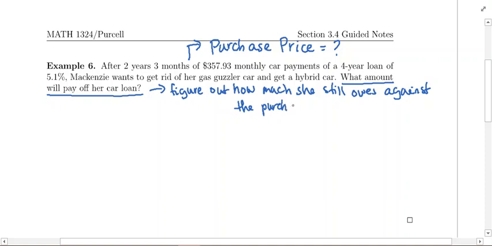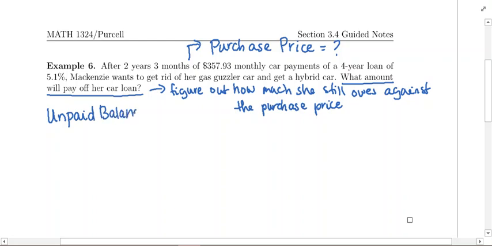And again, even though we don't know what the purchase price of the car was, we can still do this problem, because we know the monthly payment. So this is an unpaid balance problem. Mackenzie's been making payments for 2 years and 3 months. The full loan was 4 years, but now she's trying to pay off the loan early, essentially. So that entails an unpaid balance problem.